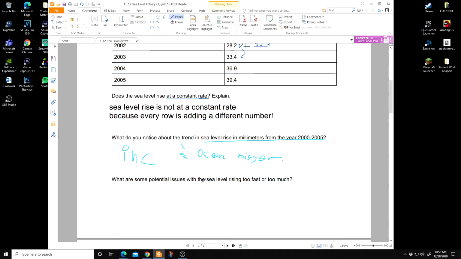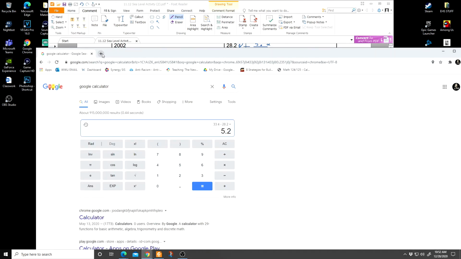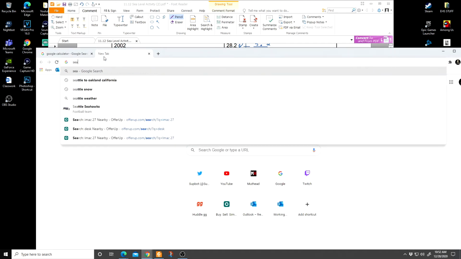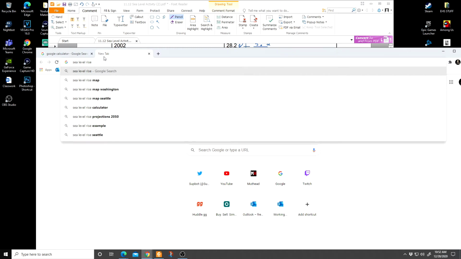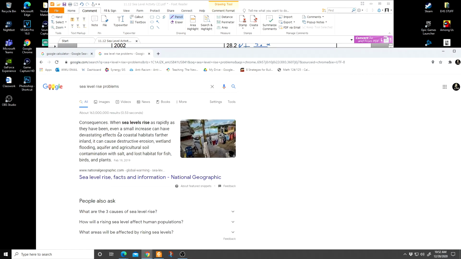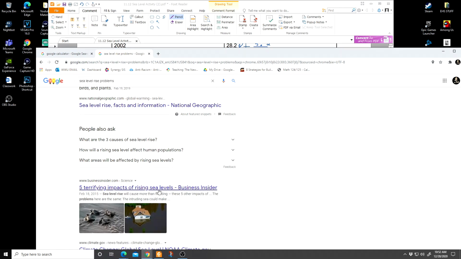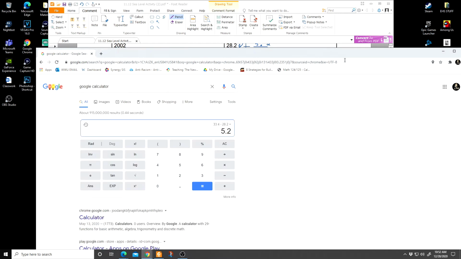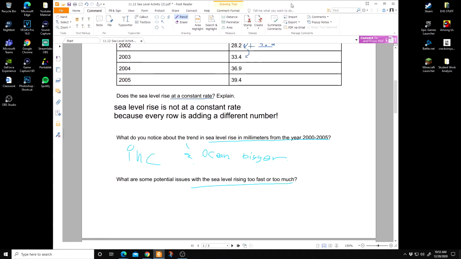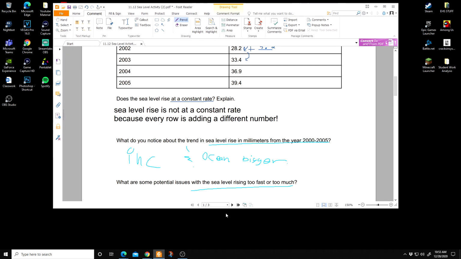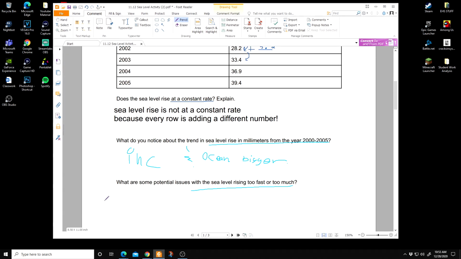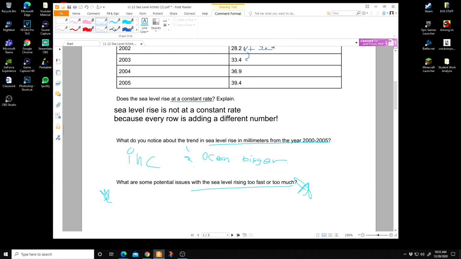What are some potential issues with the sea level rising too fast or too much? Well, what you can do is go to Google and search for sea level rise problems. You can watch a video, or read an article, or "5 terrifying impacts of rising sea level." You can just type that in and fill that out yourself. There are a lot of potential issues here, but I'd rather you do that research. So your job is going to be to fill this part out right here, because that's what you were in charge of in class. All right.